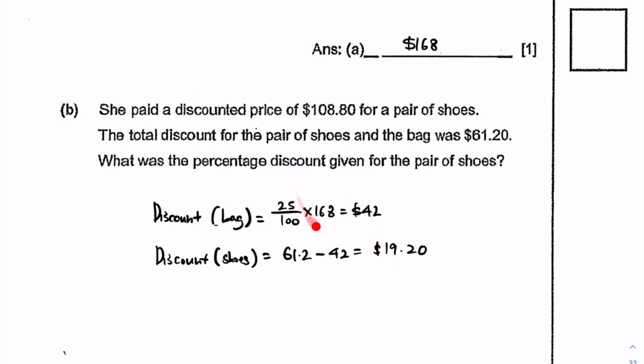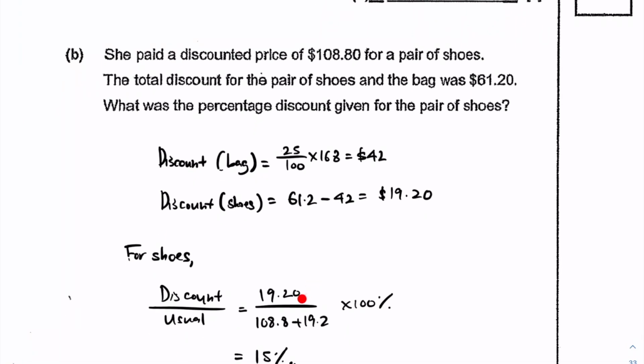So the percentage discount, well, this is the discount out of the usual price. What's the usual price? The discount is $19.20. The usual price is the sale price plus the discount, and then out of 100%, the answer is 15%.